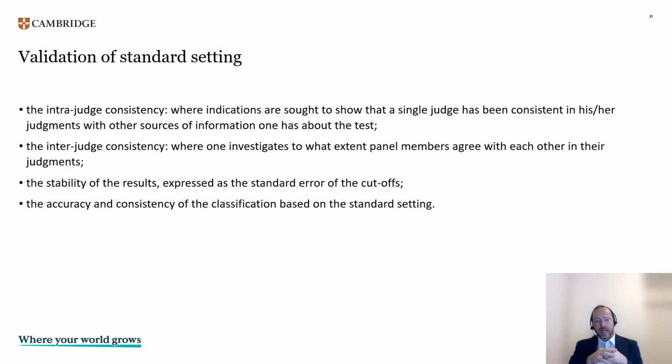And then you look at the accuracy and consistency of the classification based on the standard setting. So pretty much all of the above, you're just looking at how valid the result is, you're looking at the accuracy, and you're making a judgment of whether this standard setting procedure, this alignment to the CEFR, has been successful or not. It may be that it's not been successful, and so then you have to go back and rework it again. It does all depend, though, on the outcomes. And if you're happy with the outcomes, then you can move on.